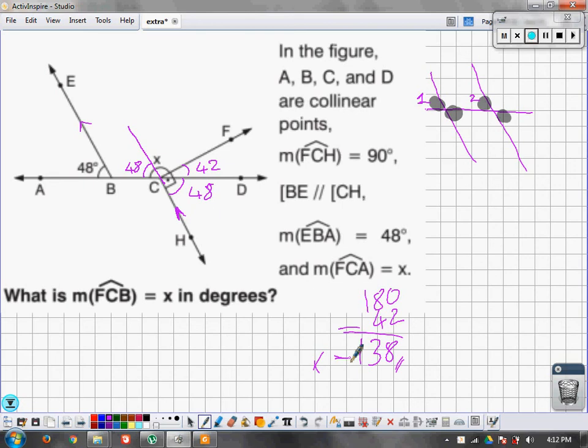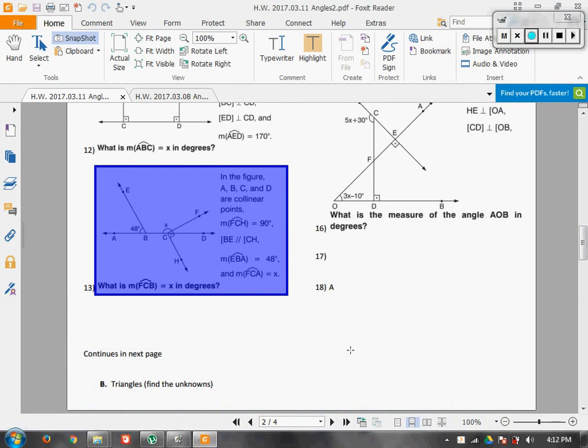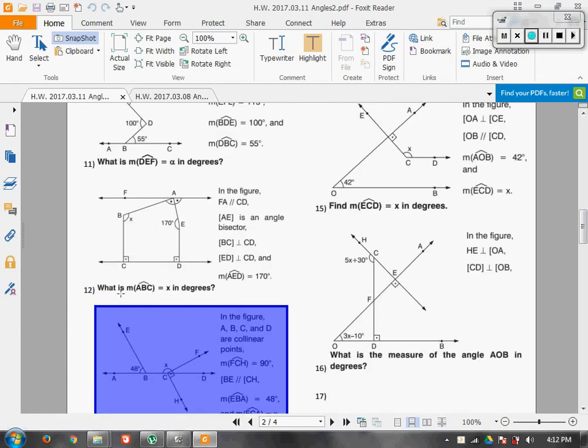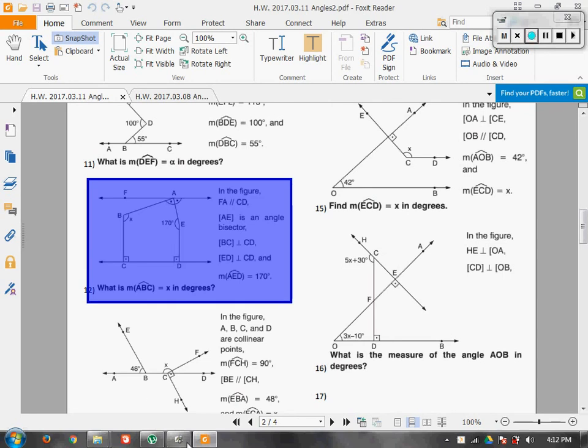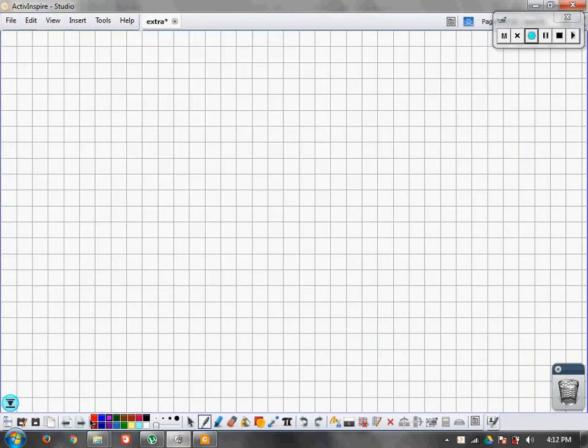So now, is there any other question which you want to ask me? Number 12 from here. Let's go there and find number 12. The upper one, this one. Okay. Let's solve this one over there.